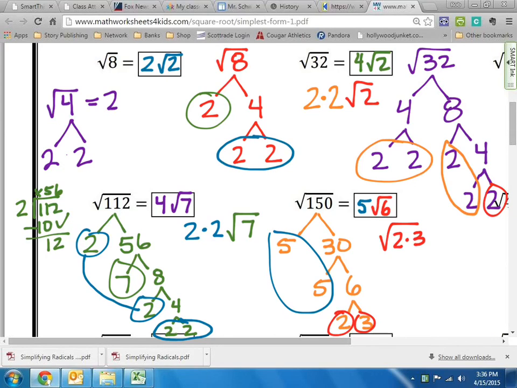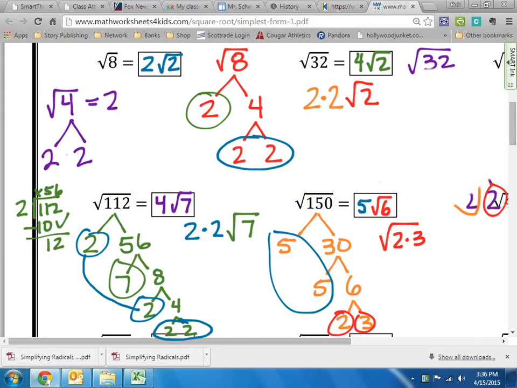Now, here's the interesting thing about this. I did it a particular way. Like, let's go back to the square root of 32. See how I broke it down to 4 and 8? Some of you might say, well, Mr. Schwant, can't we break it down to something else? Well, let's see. Let's see if we get the same answer.